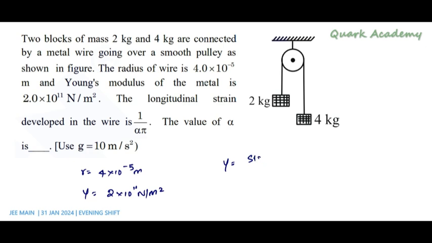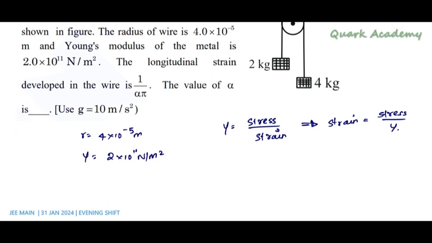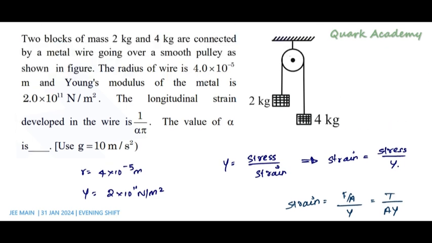So how do we write Young's modulus? Young's modulus is stress by strain. So if you want strain, then it is going to be stress by Young's modulus. In physics, stress is defined as force acting per unit area. So the strain will become force per area by Young's modulus. How did this wire get the force? Because of the tension. So I can write this as tension by area into Young's modulus. So we need to find the tension in this wire.